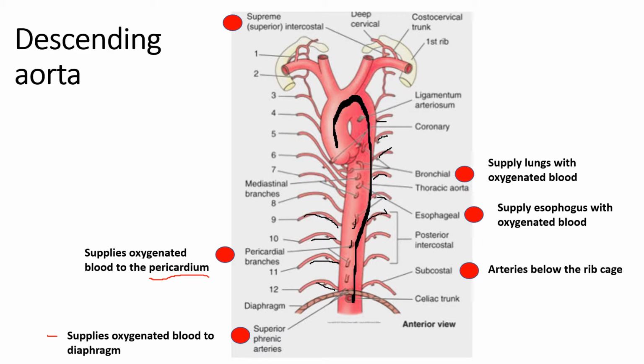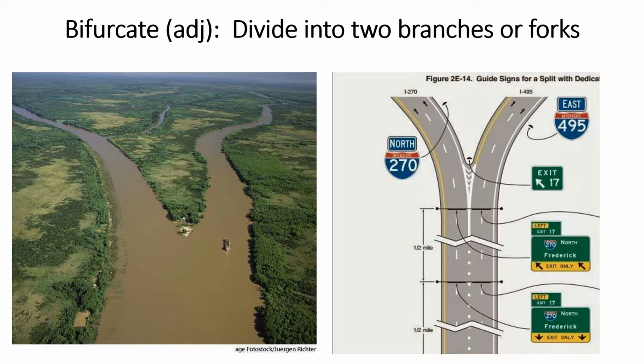All right. Bronchial, pretty easy just with the name itself. Every time you think of bronchial, you think of lungs. It supplies the lungs with oxygenated blood. Esophageal supplies the esophagus with blood. And the subcostal artery is below the rib cage. Again, it's just a number of branches supplying different areas of the body with oxygenated blood.